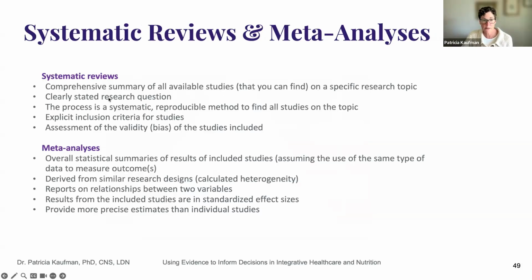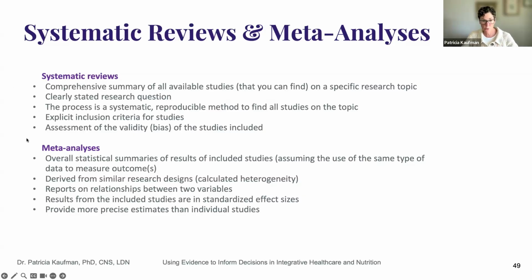You have a clearly stated research question. The process is systematic, so you have a methodology. Think of a methodology as a recipe. It allows another researcher to come in and duplicate the study. That's why a systematic review is set apart from a literature review, because the literature review does not have that recipe for another researcher to come in and duplicate the study.